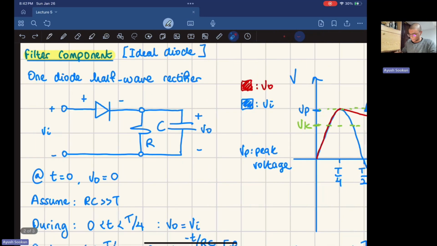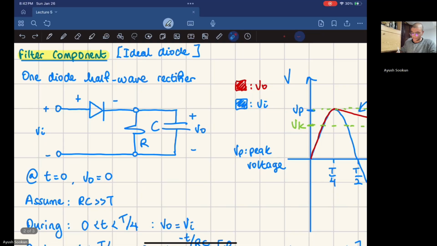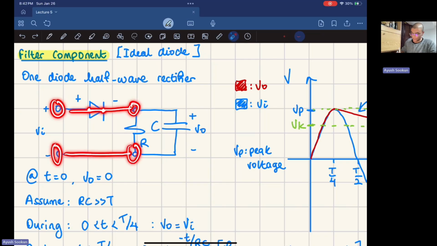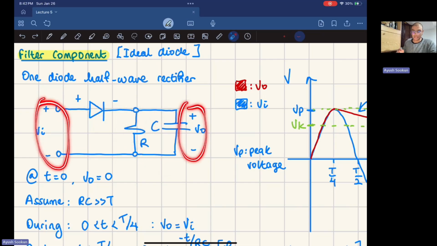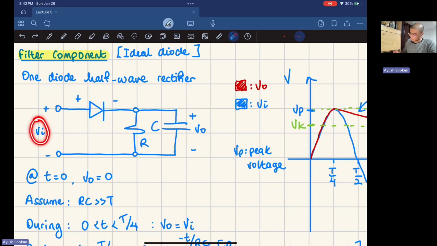So if I come over here, this diode is going to be a short circuit, which means that my input voltage is going to be equal to my output voltage, because this is a short circuit, right? And then these two elements are in parallel, hence the voltages are going to be equal. This voltage is going to be the same as this voltage. And since this voltage at time equals zero is zero, the output voltage of the capacitor is going to be zero as well.